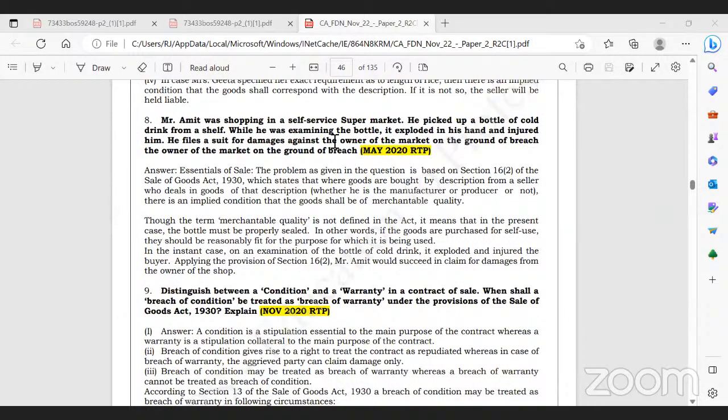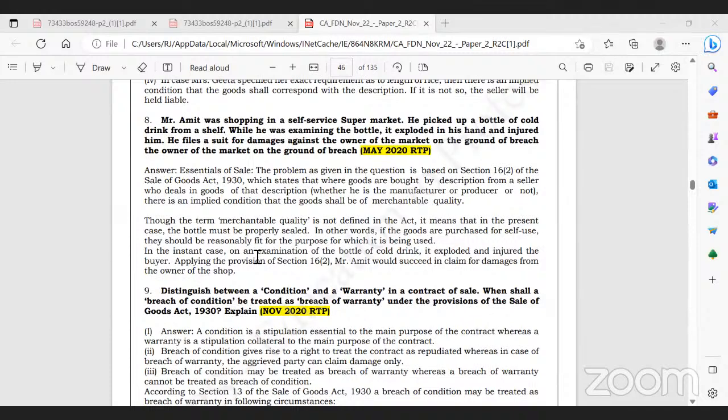Essentials of sale. The problem as given in the question is based on section 16 subsection 2 of the Sale of Goods Act 1930, which states that where goods are bought by description from a seller who deals in goods of the description, whether he is the manufacturer or producer or not, there is an implied condition that the goods shall be of mercantile quality. Though the term mercantile quality is not defined in the Act, it means that in the present case, the bottle must be properly sealed. In other words, if the goods are purchased for self-use, they should be reasonably fit for the purpose for which they are being used.